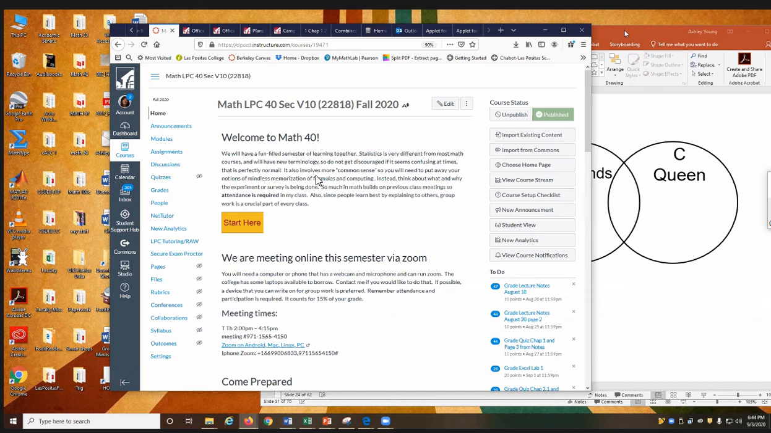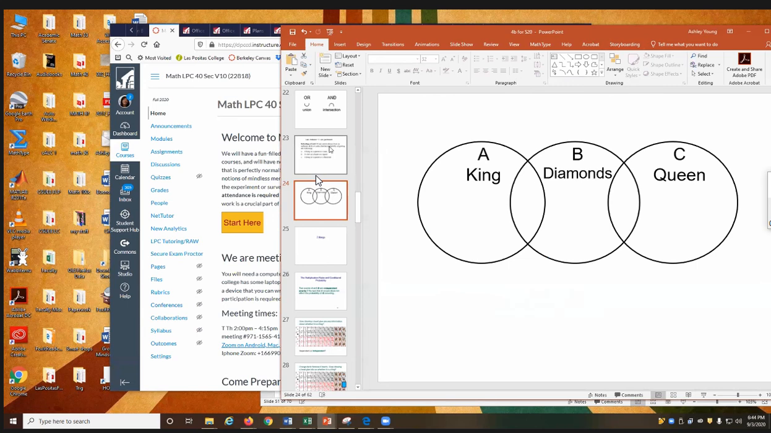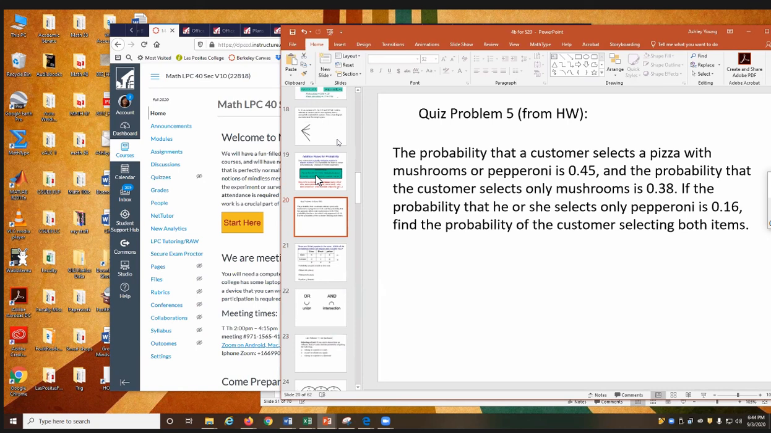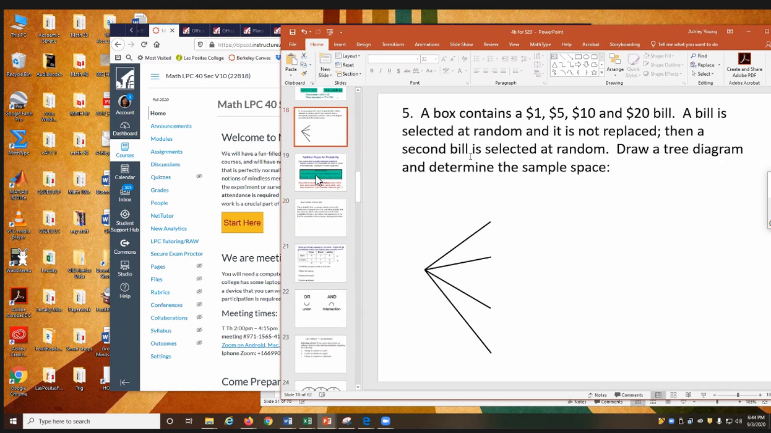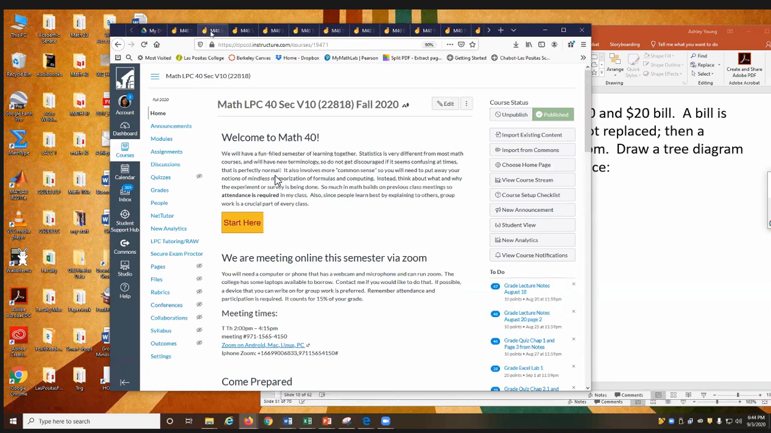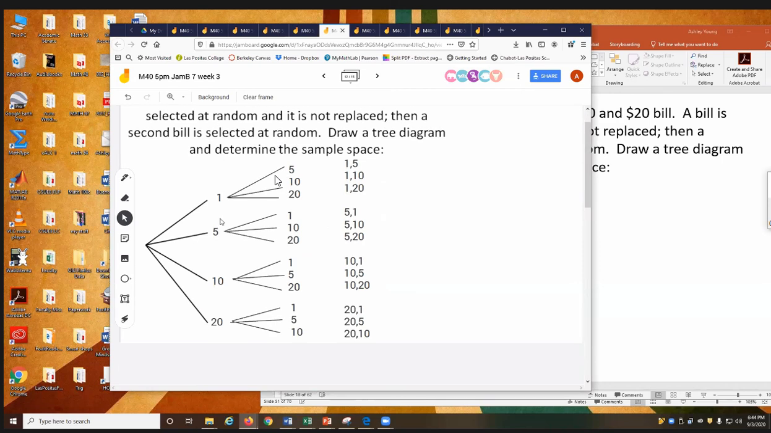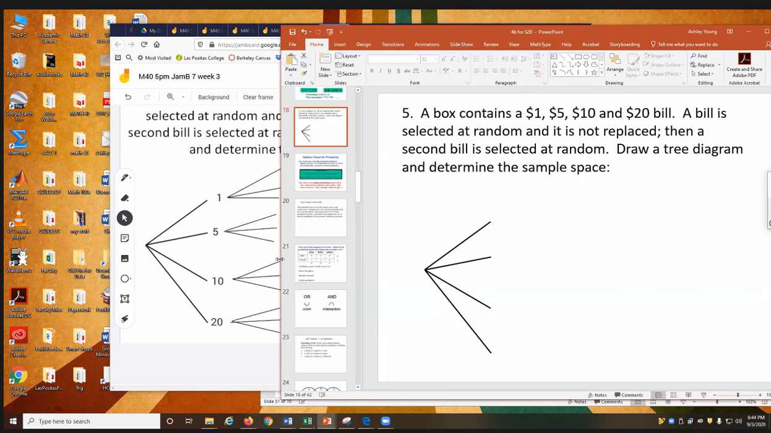In math problem 10, I was just wondering, what exactly are you looking for? So the tree diagram, of course. I'm talking about the $1, $5, $10, $20. I want the tree diagram and the sample space. This is exactly what I want. Give me the tree diagram, and then give me the sample space. Good question. All right, so let's go ahead and move on.